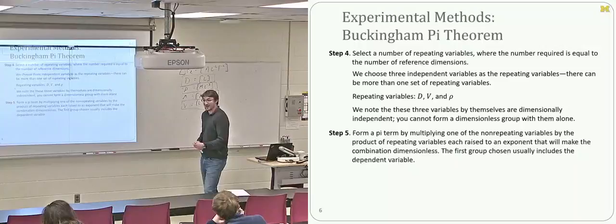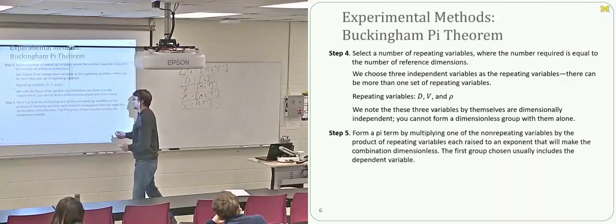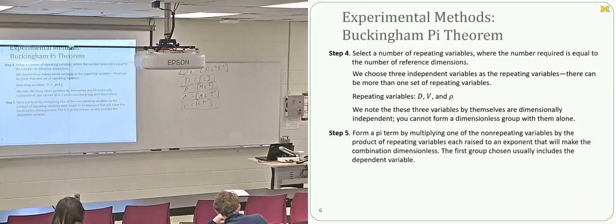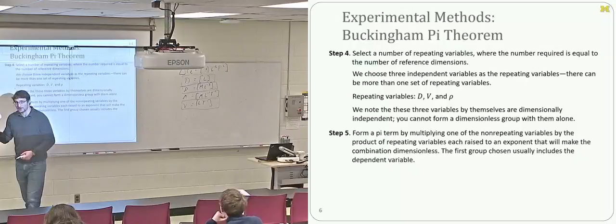For example, let's just pick a variable. H is equal to a function of a force, a moment, a distance, a mass, and a density. Right? Here we've got mass, length, and time. Alright, so we're already going to have our three dimensions. So we'd be looking for three repeating variables here.